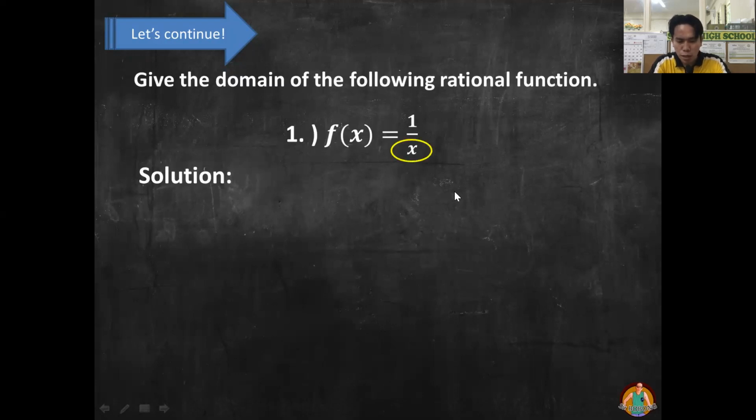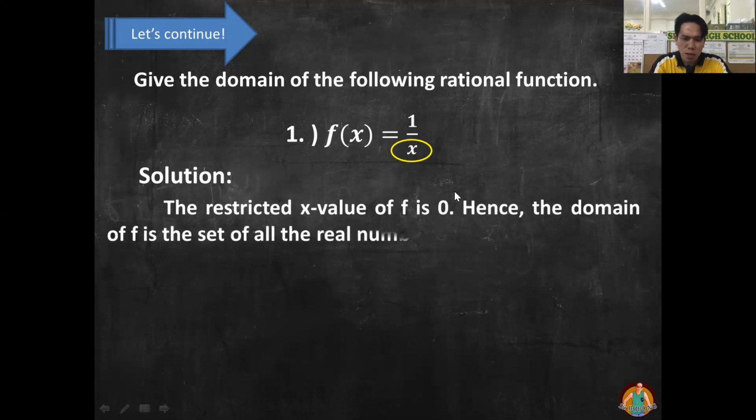So yung tanong ko na lang, what will make our denominator 0? Ano yung value ng x na kapag pinalitan natin yan ay magiging 0 yung kanyang sagot? Of course, that is 0. Tama? So the restricted x value of f is 0. Hence, the domain of f is the set of all the real numbers except 0. So ganun lang siya kadali.